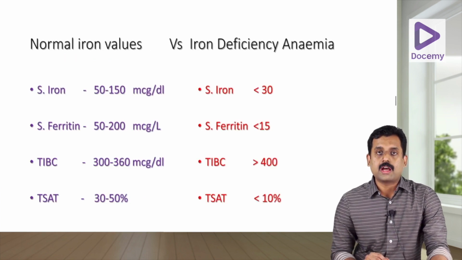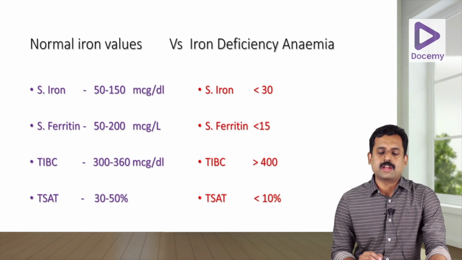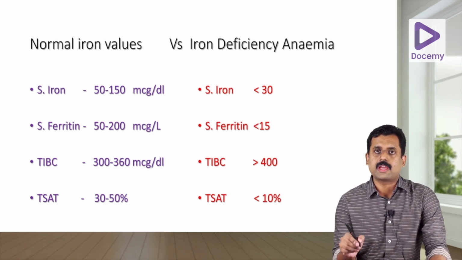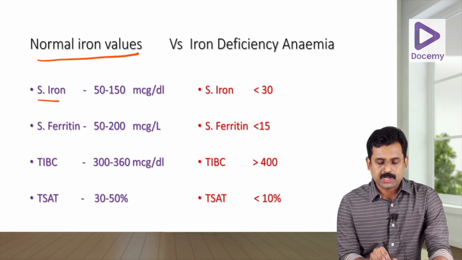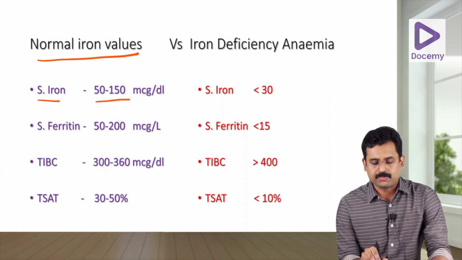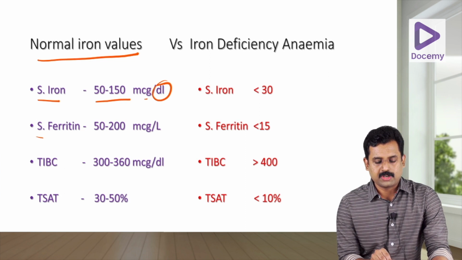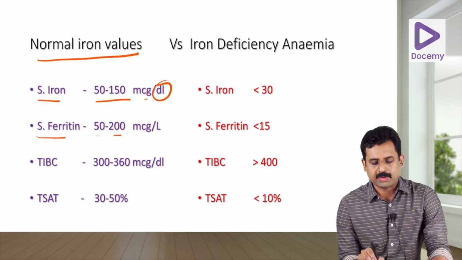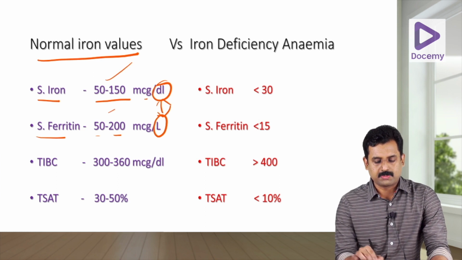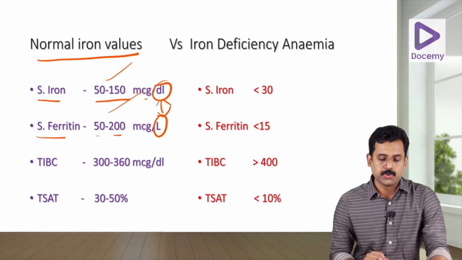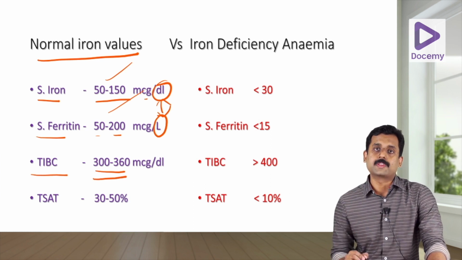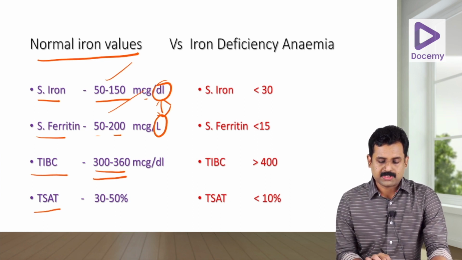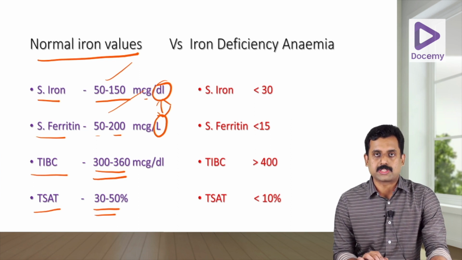And if you consider the iron indices in iron deficiency anemia, this itself can be asked as a short note. First, you should know the normal iron values. The serum iron normal value will be 50 to 150 microgram per deciliter, and the ferritin value will be between 50 to 200 microgram per liter. Just remember these units. So it is almost similar, 50 to 150 and 50 to 200. And your total iron binding capacity is usually between 300 to 360, and transferrin saturation is between 30 to 50%.